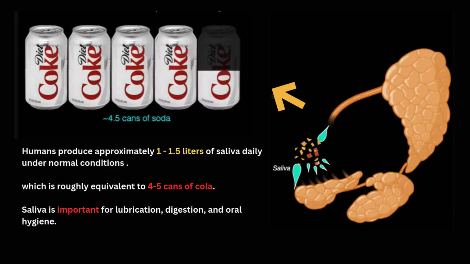For reference, the saliva glands on a daily average, under normal conditions, produce about 1 to 1.5 liters of saliva every single day. To put that in perspective, that's about 4.5 cans of Coke. The reason saliva is important is that it acts as a lubricant, allowing us to swallow food much more easily. It's needed for digestion, the breakdown of carbohydrates like starch into glucose, and it's needed for oral health, oral hygiene, as well.